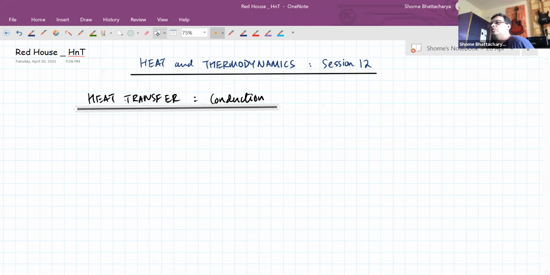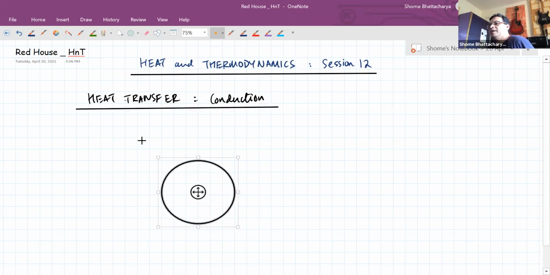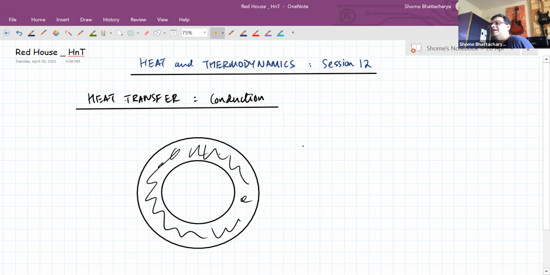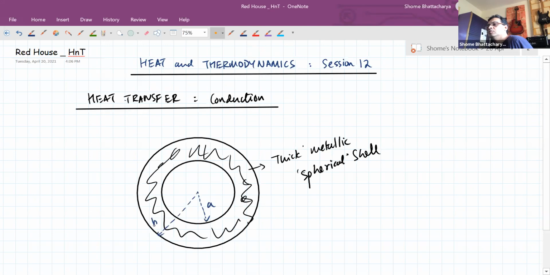So today we'll see another type of geometry involved in the application of integration. We have a metallic shell, but a thick metallic shell, not a very thin one. So this is a thick metallic spherical shell. It has an inner radius of A, an outer radius of B, and the thermal conductivity of the metal is K.